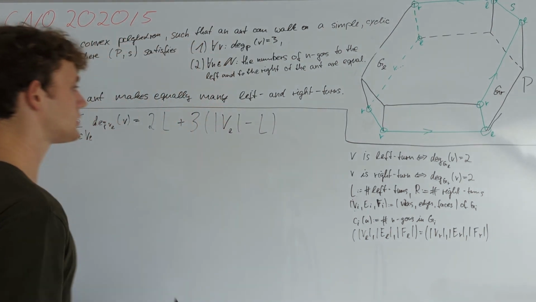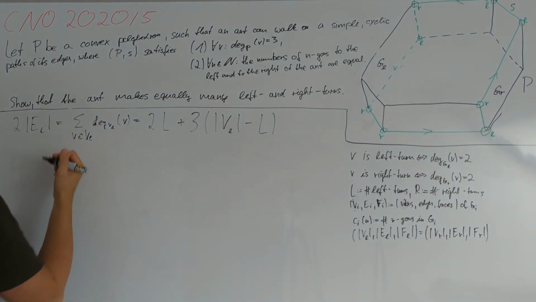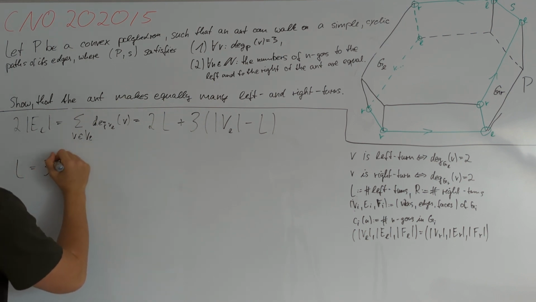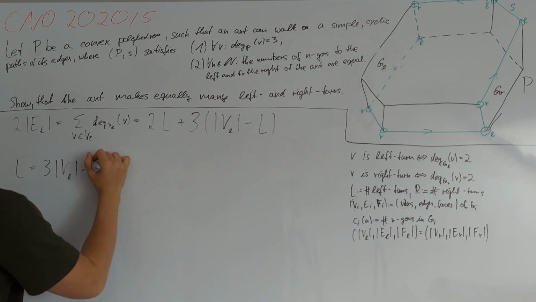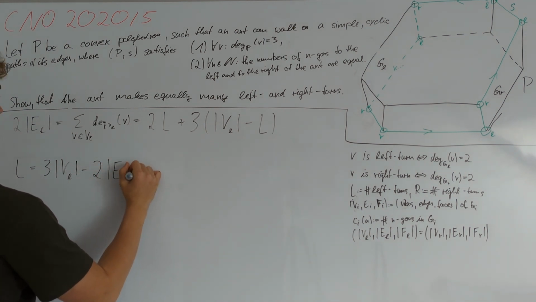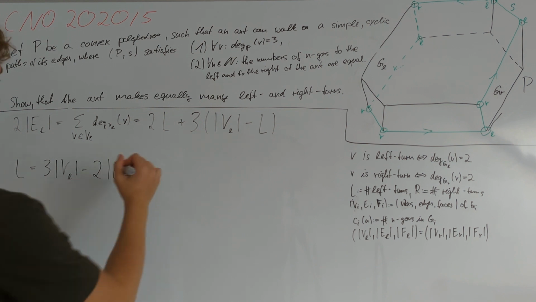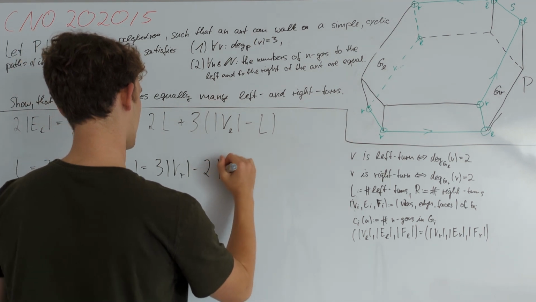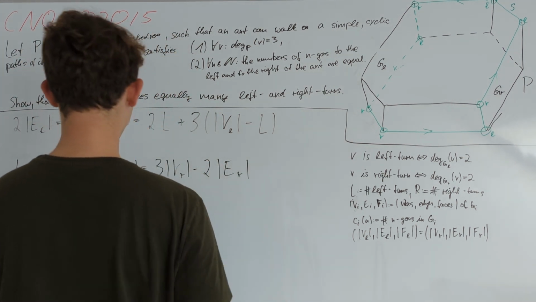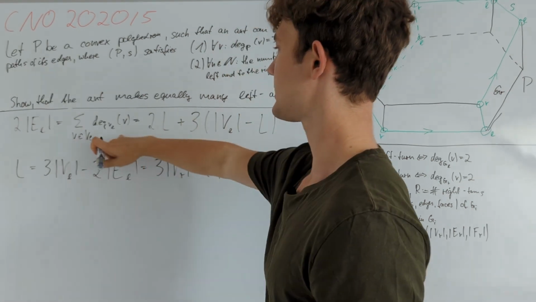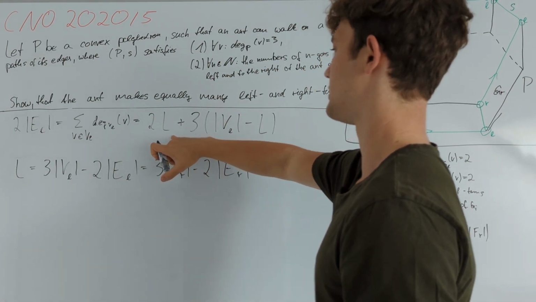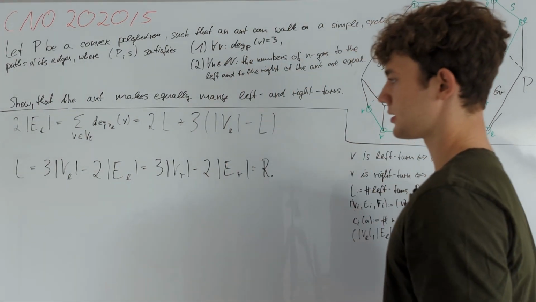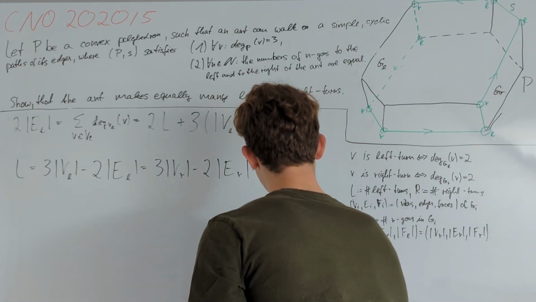Now we will rearrange this for the quantity L that we are interested in, and L is equal to 3 times the magnitude of VL minus twice the magnitude of EL. But this is nothing but 3 times the magnitude of VR minus 2 times the magnitude of ER by our previous result. And using the exact same argument for the graph GR, we can obtain this quantity being equal to R. So we know L is equal to R, which finishes our proof.